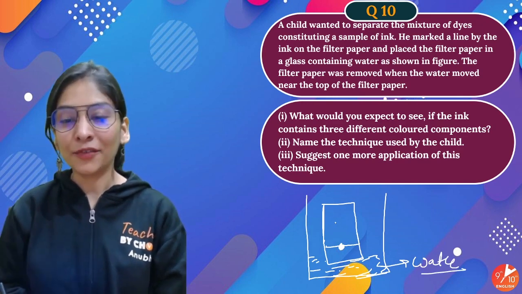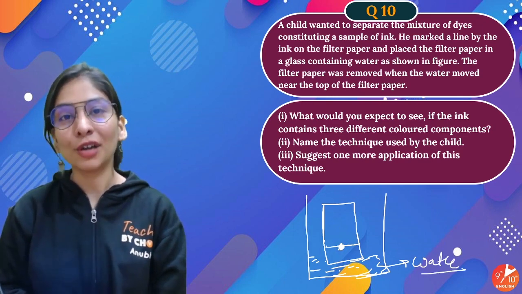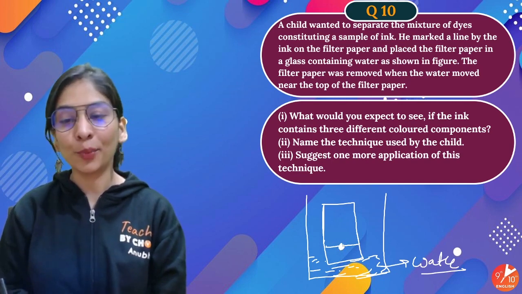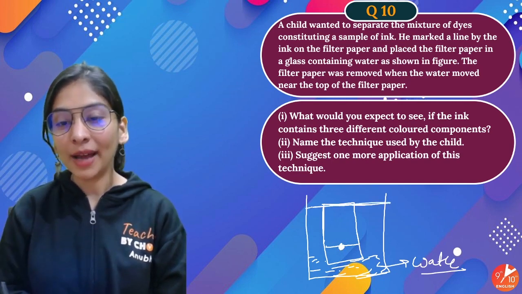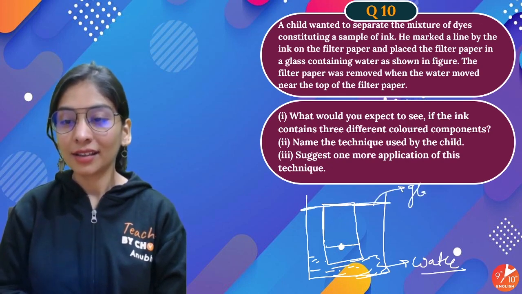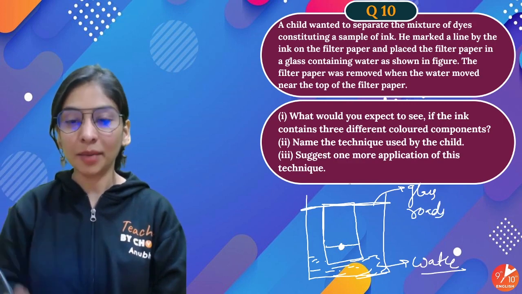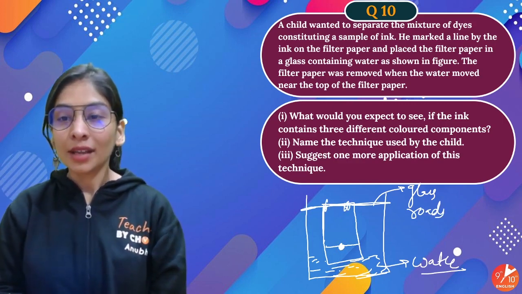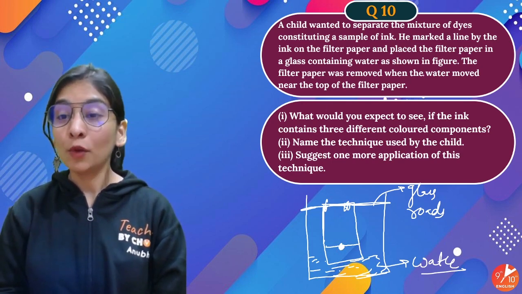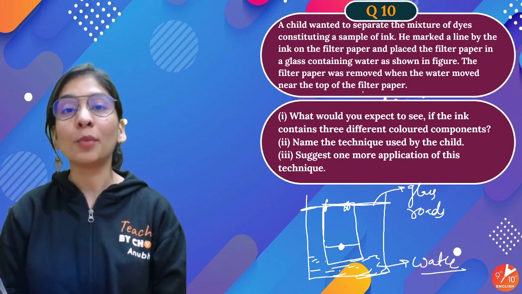The child took a filter paper having a spot of ink over it, dried it and put it inside, and that was hanged by a glass rod. You can take tape, sellotape and all, and hang it over there. Now, the filter paper was removed when the water moved near the top of the filter paper.